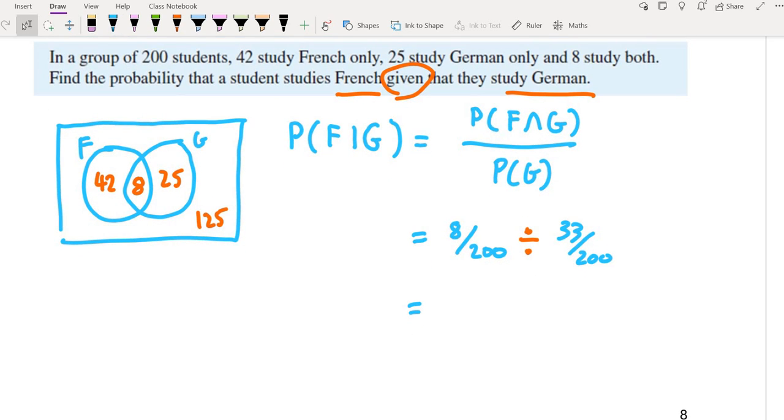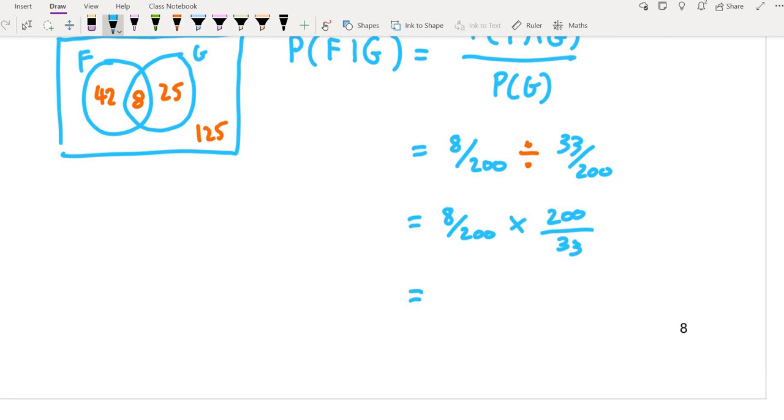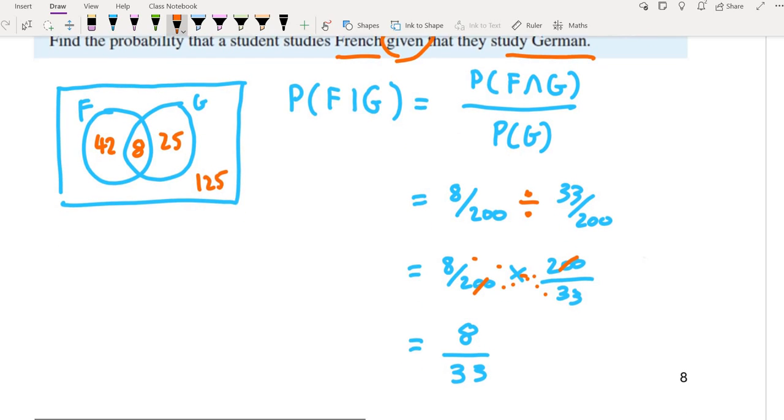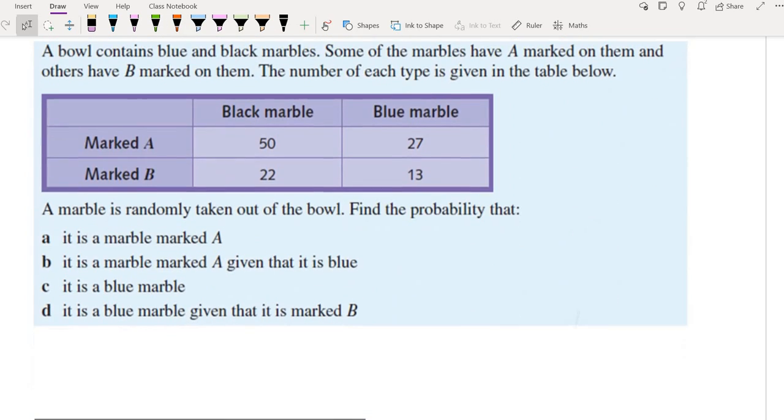So two fractions. You can do keep, change, flip. Calculate the fraction. So it's going to be 8 out of 33. And I could do that quickly because I can cross cancel. Remember, with your fractions, you can cross cancel if you are multiplying them and there are some common factors between them. So the probability of French given German is 8 over 33.